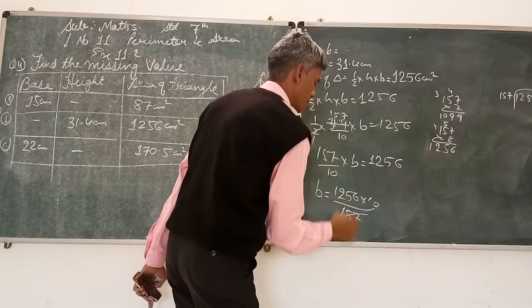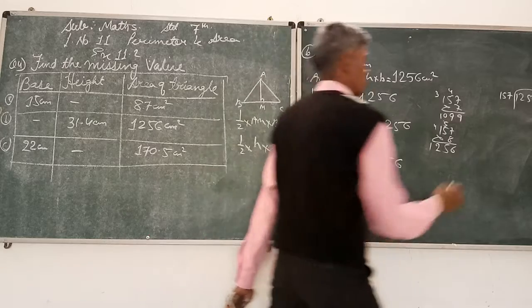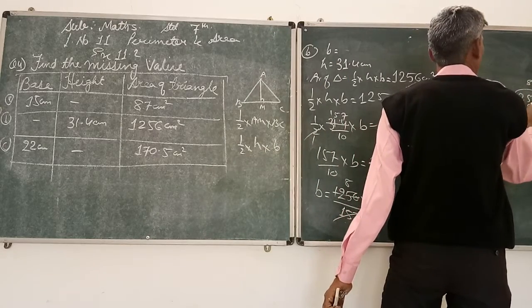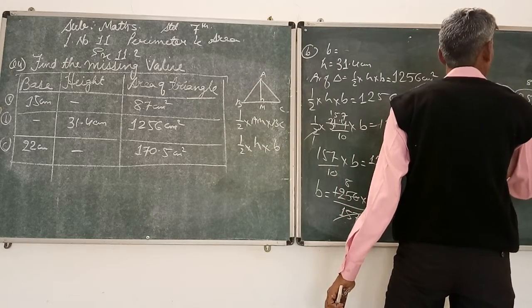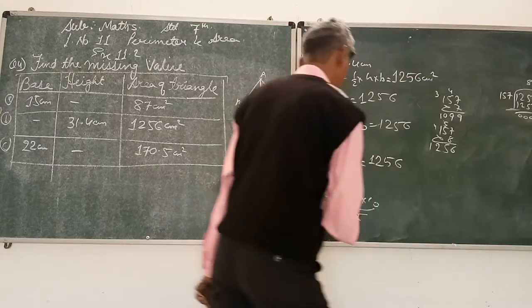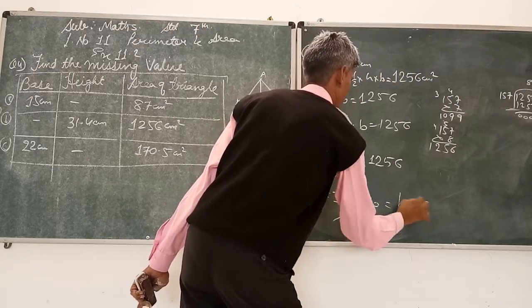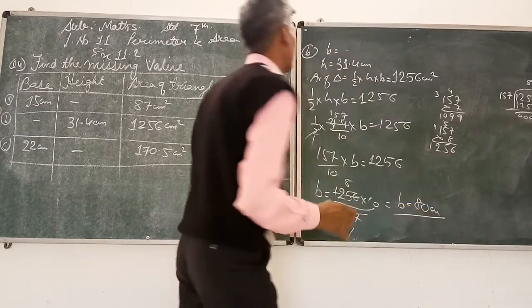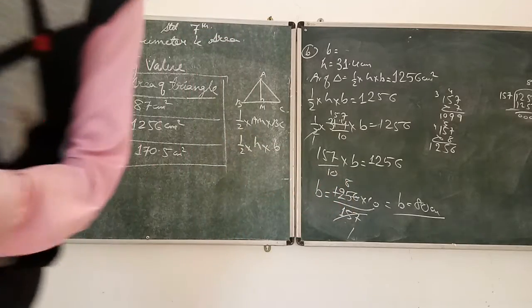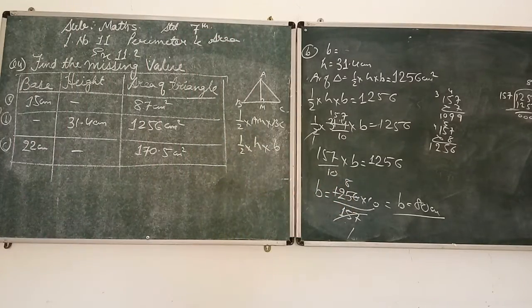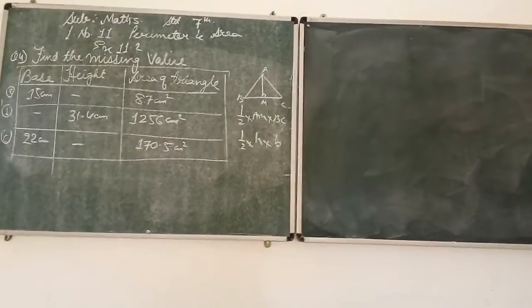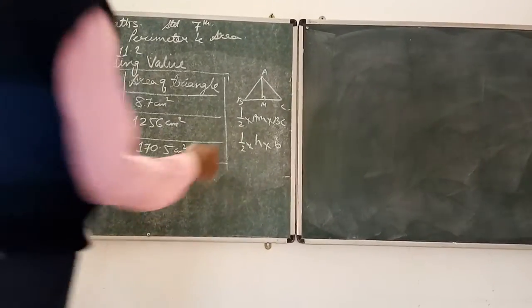157 times 8 is 1256, remainder 0. So 8 tens are 80 centimeter. So base is 80 centimeter. If a big number is given, then you have to divide or multiply the big number, and then you can find it easily. Okay. Third sum, that is C.